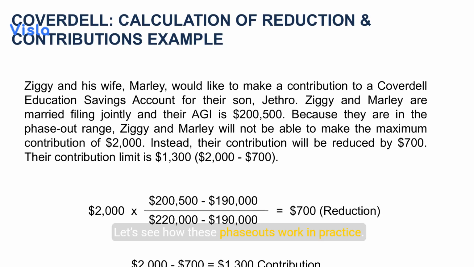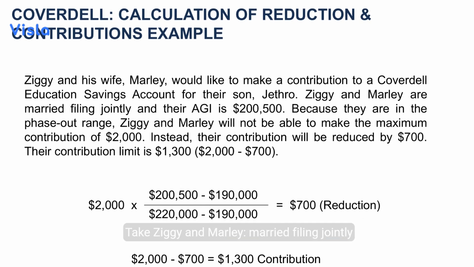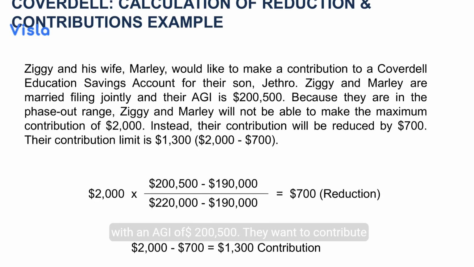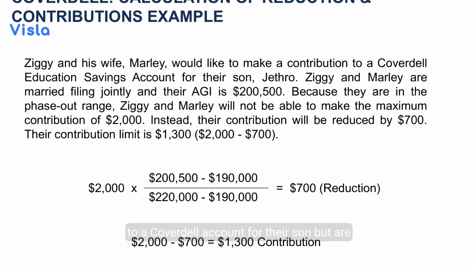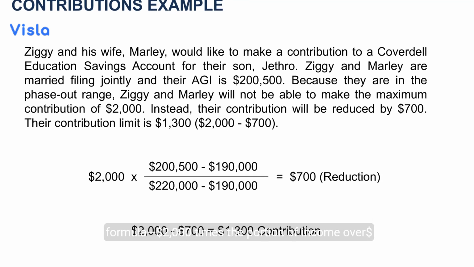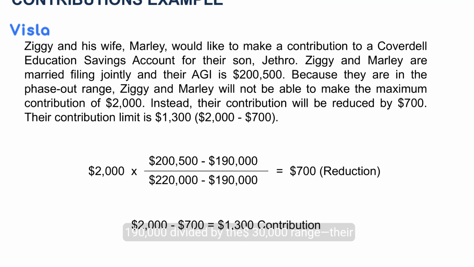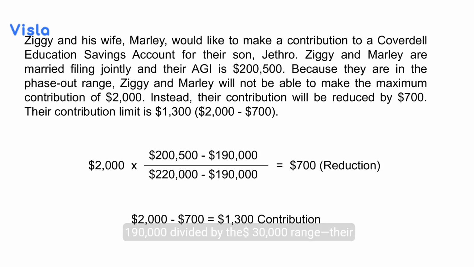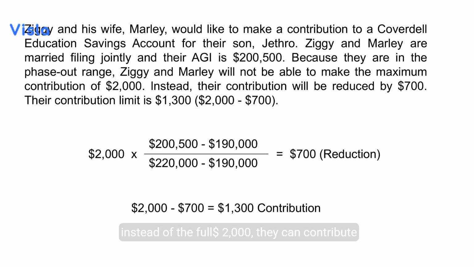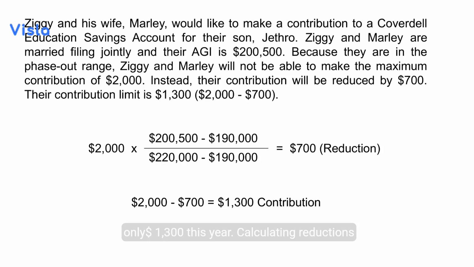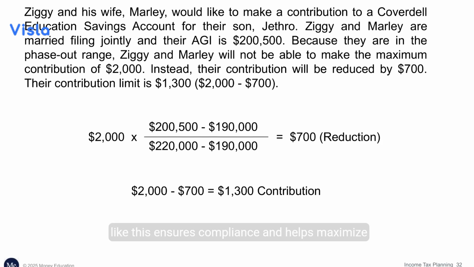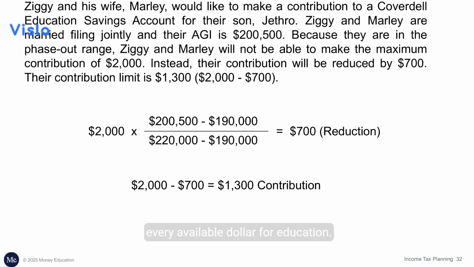Let's see how these phase-outs work in practice. Take Ziggy and Marley, married filing jointly with an AGI of $200,500. They want to contribute to a Coverdell account for their son, but are within the phase-out range. Using the formula, $2,000 times the portion of income over $190,000 divided by the $30,000 range, their allowed contribution drops by $700. That means instead of the full $2,000, they can contribute only $1,300 this year. Calculating reductions like this ensures compliance and helps maximize every available dollar for education.